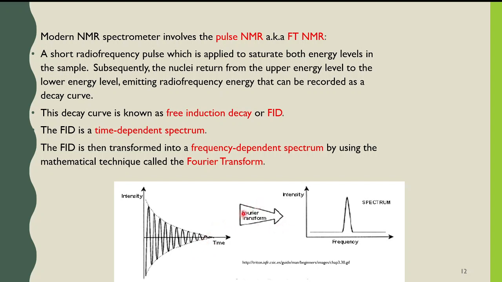So you need a mathematical tool, an equation, to transform that into something which is visually easier to decipher. And this mathematical tool is called the Fourier transform. With that, you will have this frequency dependent spectrum, which is something that you're familiar with. This is frequency dependent, so the axis here will be either hertz or ppm.